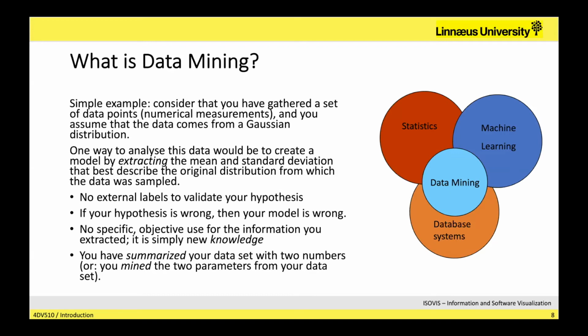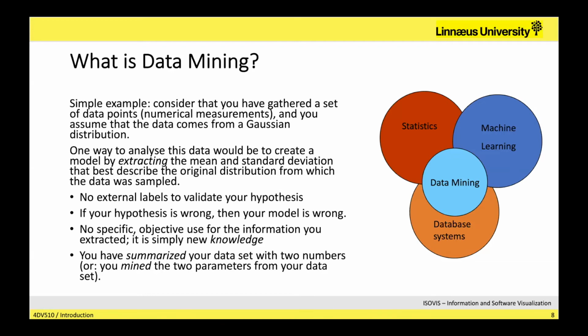So I'm going to give you a very simple example. This comes from the book, actually. Consider that you have gathered a set of data points, and you assume that the data comes from a Gaussian distribution. Now, you have a bunch of points. You have a data set, right? So one very simple thing that you can do, again, assuming that the data comes from a Gaussian or normal distribution, which sometimes you can be sure of and sometimes you cannot. So that's not a very easy assumption to make in many cases.